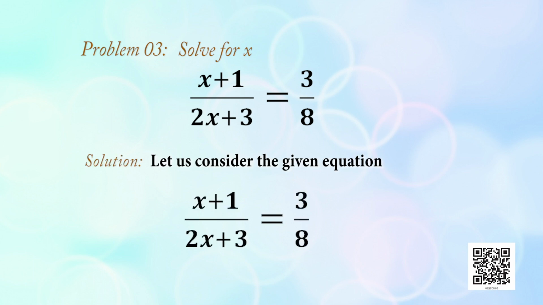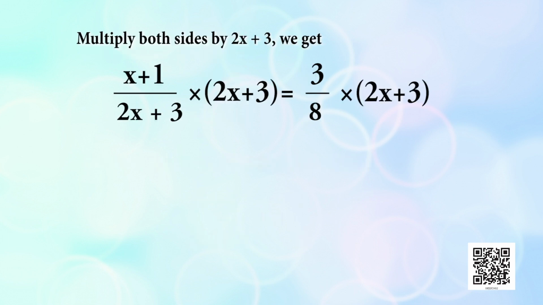Consider the equation (x + 1)/(2x + 3) = 3/8. First step is to multiply both sides of the equation by 2x + 3, that is (x + 1)/(2x + 3) into (2x + 3) is equal to 3/8 into (2x + 3).